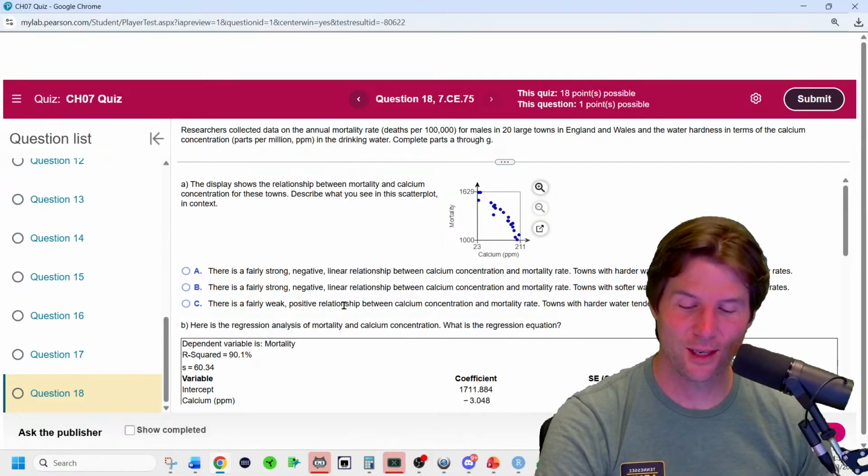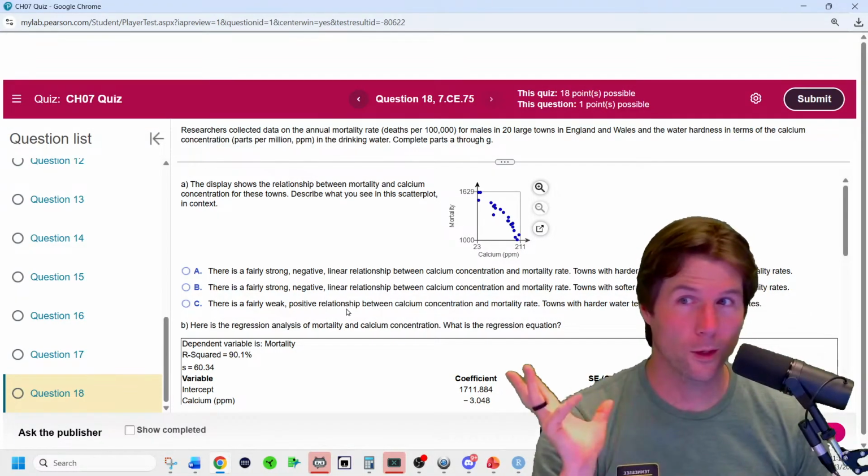There's a fairly strong negative linear relationship. Now this is where water knowledge comes into play.